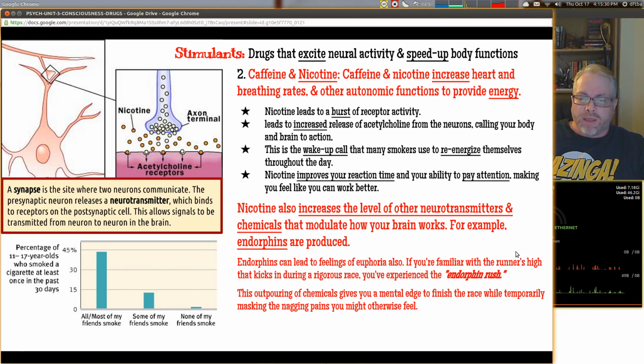That's a joke. This outpouring of chemicals gives you a mental edge to finish a race, temporarily masking the nagging pains you might otherwise feel.